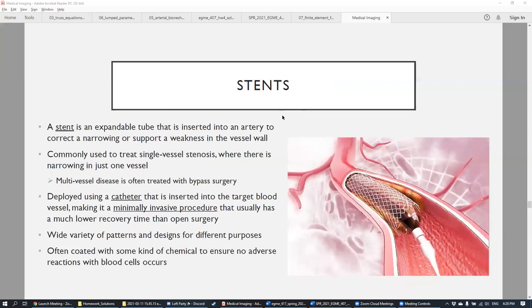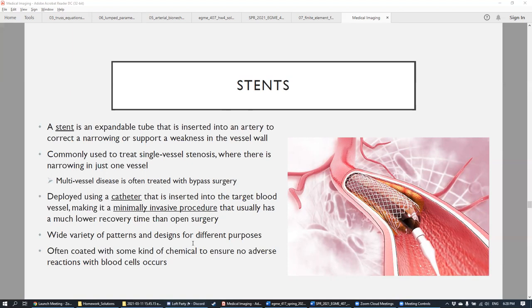Okay. All right, let's talk about stents. Stents are a pretty common medical device, and a lot of people have them. What a stent basically is, is almost like a wire mesh tube. It's usually deployed at the end of a catheter. You can almost think of it like a Chinese finger trap. It goes in, and then you can expand it out, and once you expand it, it holds that structure.